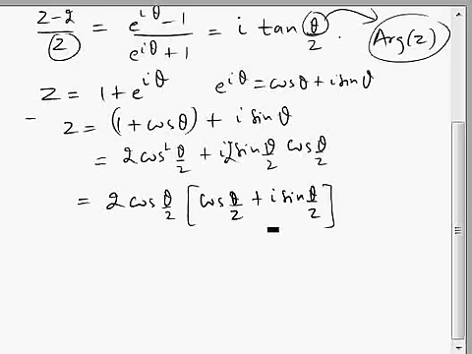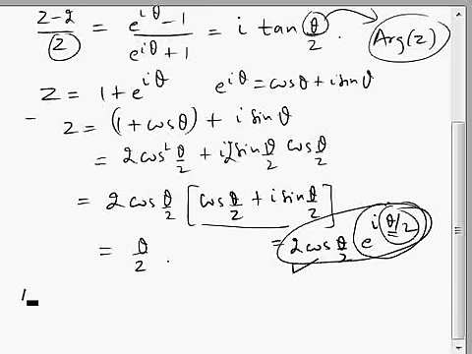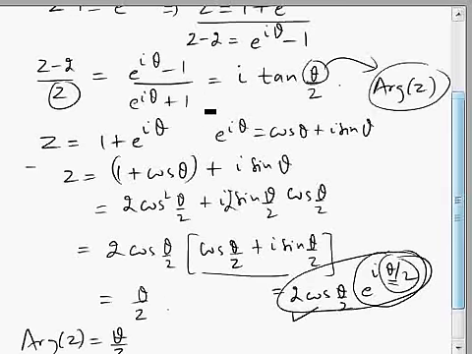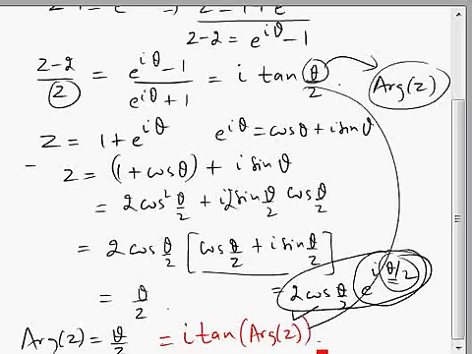Now if you take the argument of this, it is theta by 2. Or you can express it in exponential form, 2 cos theta by 2 times e to the power iota theta by 2. You know this is the modulus, and for the argument we see this part, especially the power theta by 2. So the argument of Z is theta by 2. So I can replace it here, and the simplified form, back here, equals iota tan, replacing theta by 2 with the argument of Z.